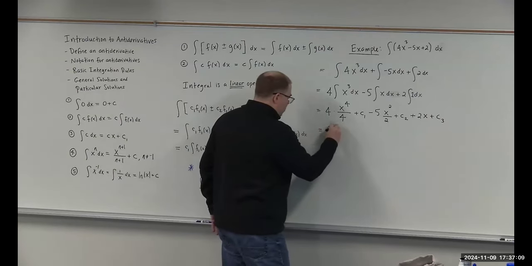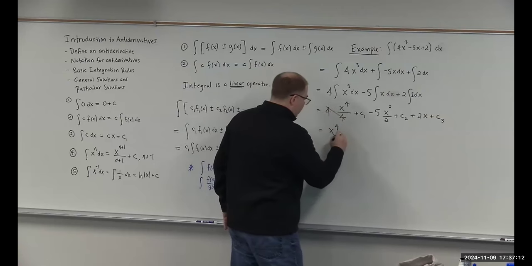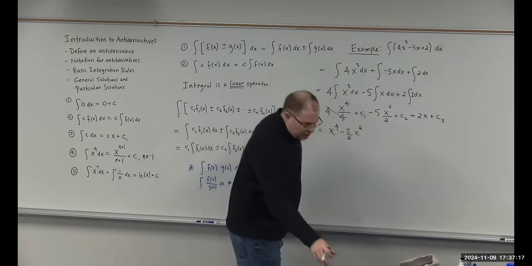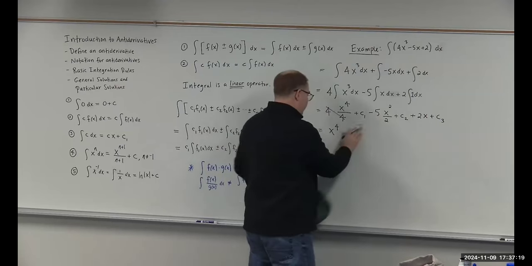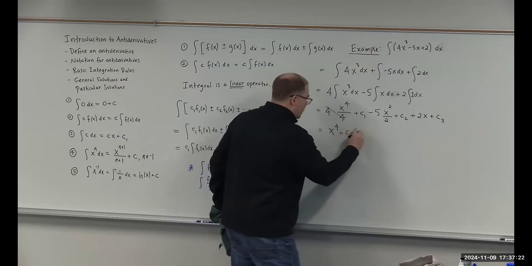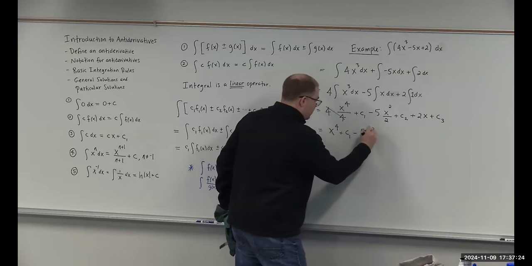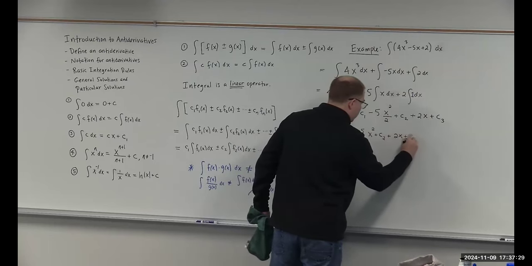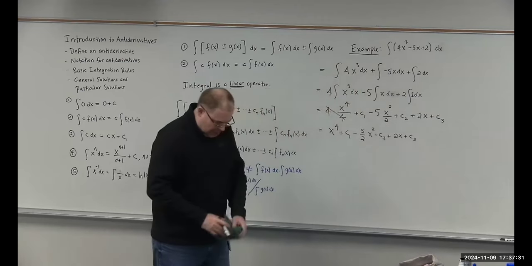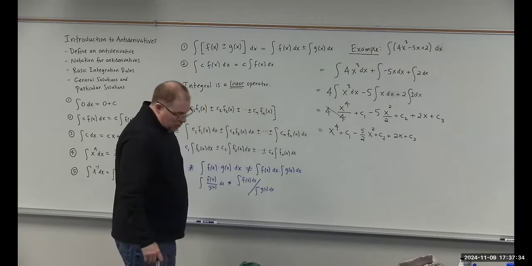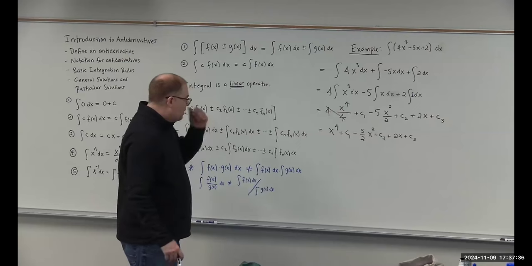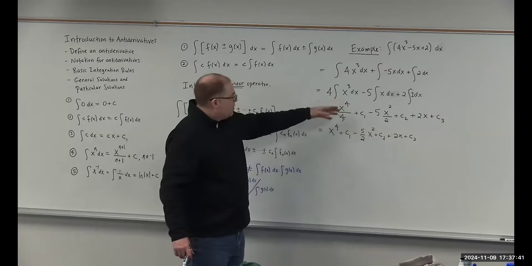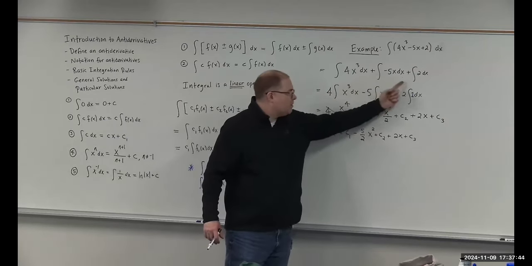So we're going to get x to the fourth, since these fours cancel out. And then we have minus 5 halves x squared. Oh, I forgot the C. Plus C1, minus 5 halves x squared plus C2, plus 2x plus C3. Okay, so now we have C1, C2, and C3. Again, those are coming from the constants for each one of these integrals.